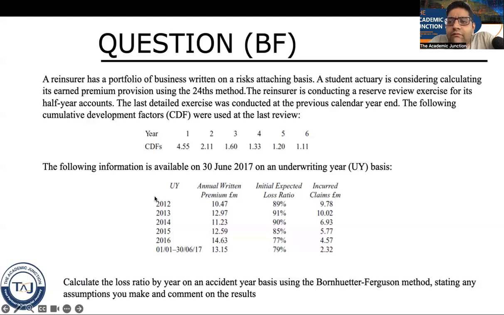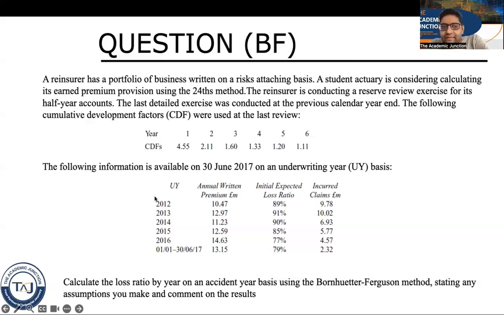So give an overview of the approach that you use. Let's make it a discussion, right? Give an overview of the approach. I will discuss the approach, and then you can use that approach to discuss and calculate. What is the first thing that you'll do? The very first thing they have asked us is that they need the loss ratio on an accident year basis. Perfect.